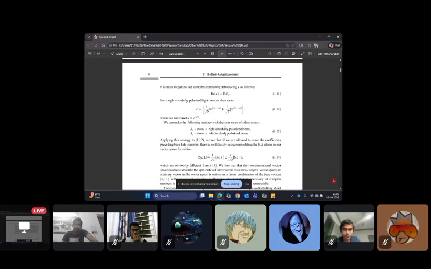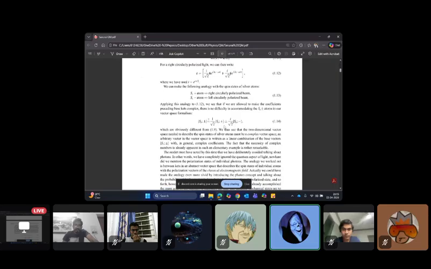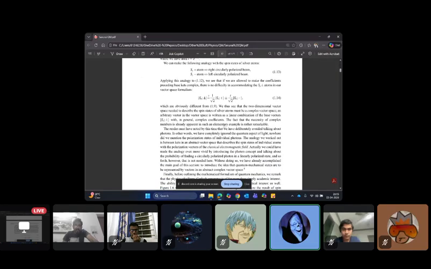Vector equation, which are obviously different from 1.9. We thus see that the two-dimensional vector space needed to describe the spin states of silver atoms must be a complex vector space. An arbitrary vector in the vector space is written as a linear combination of the base vectors, z components, with, in general, complex coefficients. The fact that the necessity of complex numbers is already apparent in such an elementary example is rather remarkable.